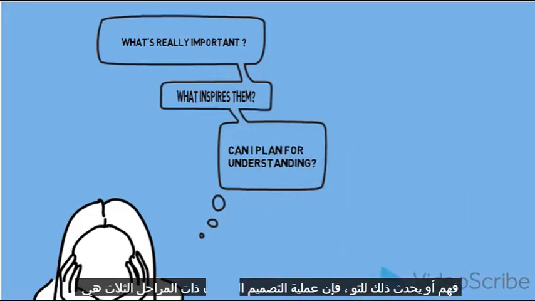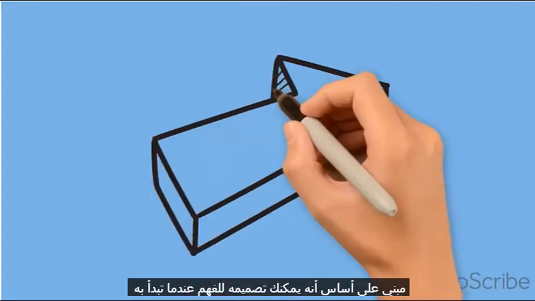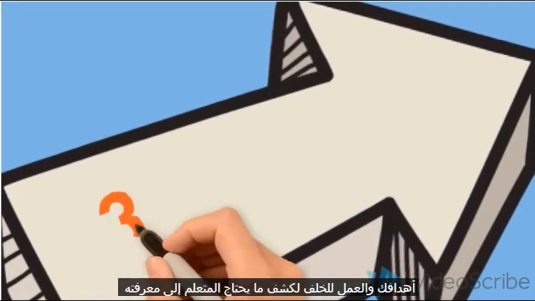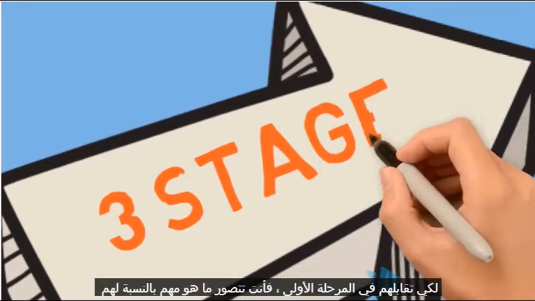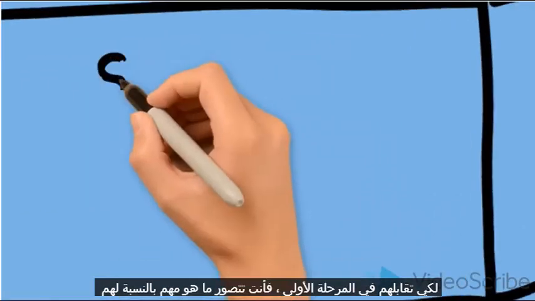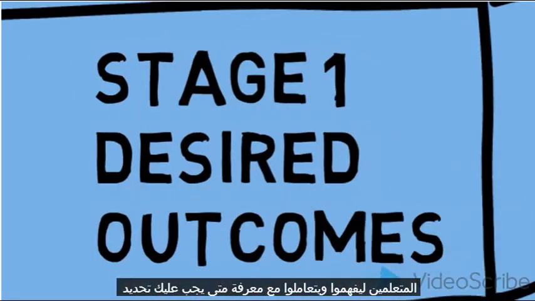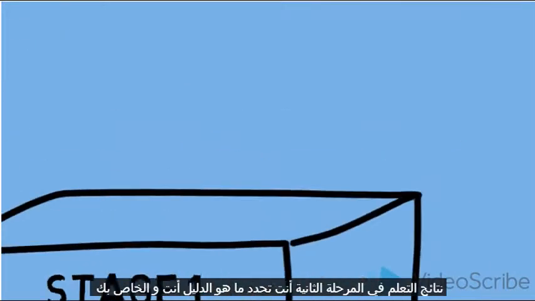The three-stage backward design process is built on the premise that you can design for understanding when you start with your goals and work backward to uncover what your learners need to know in order to meet them. In stage one, you're envisioning what's important for learners to understand and grapple with, to know and to do. You're defining your learning outcomes.